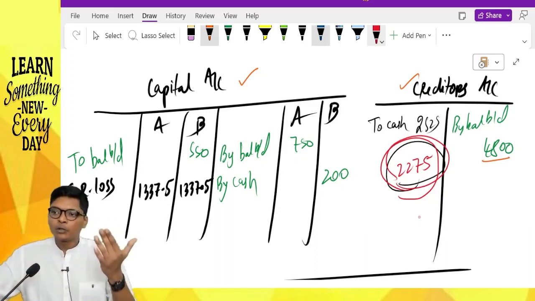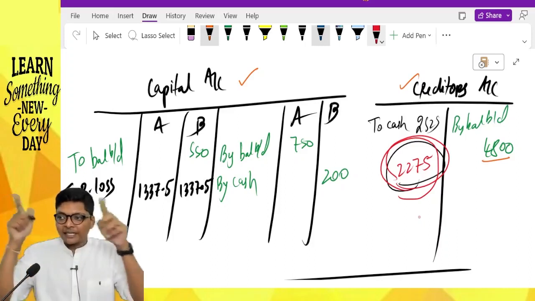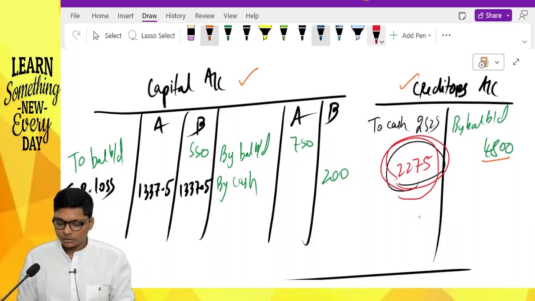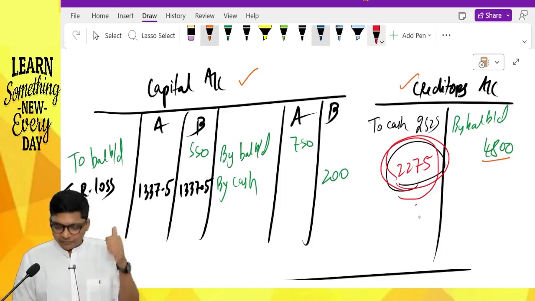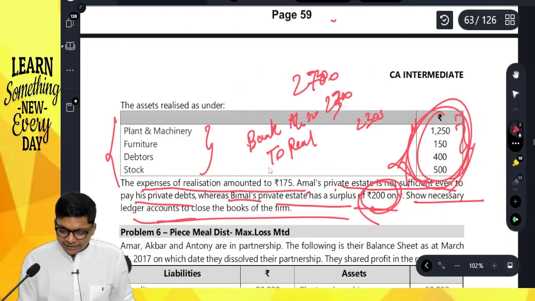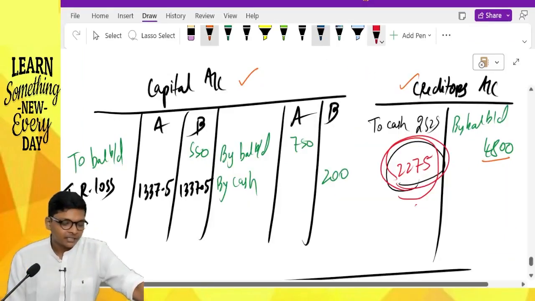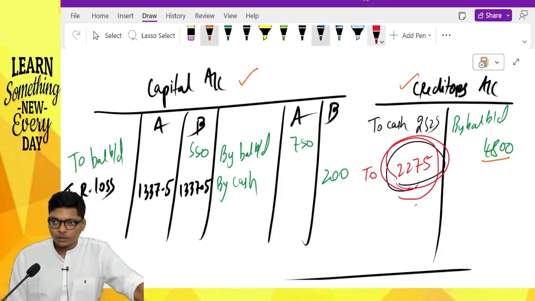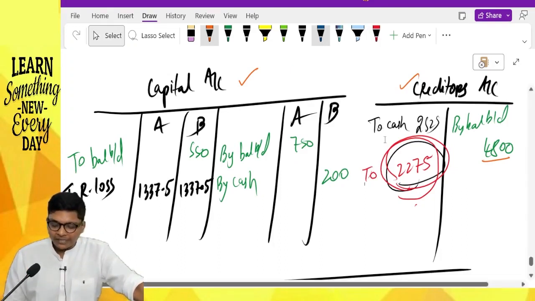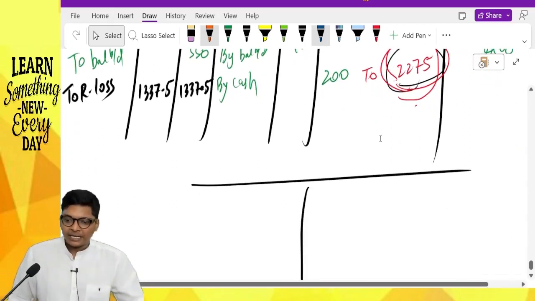When reading the question I will know, because A and B don't have money. We did a rough working. We found a deficit of, that deficit also was 2275. At the starting of the sum, I made you do a deficit computation. That time also we had a deficit of 2275. Are you able to follow, guys? This deficit, where will I transfer? Partners capital. So instead of transferring to partners capital, I will transfer to a new account.